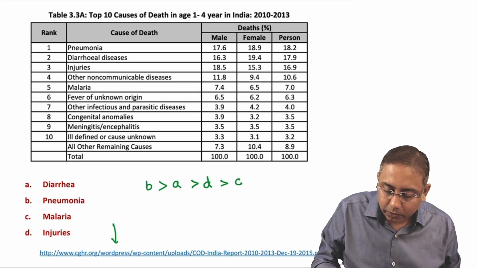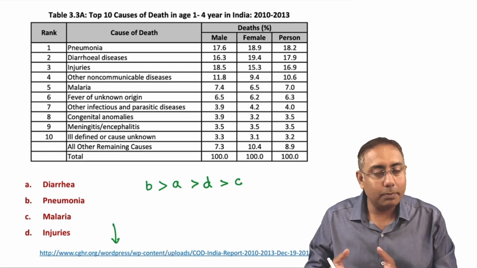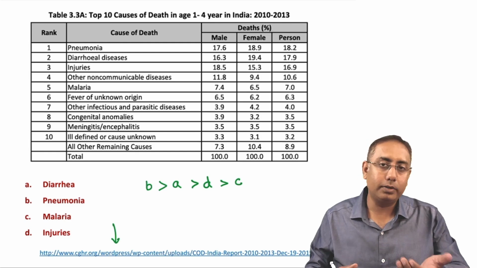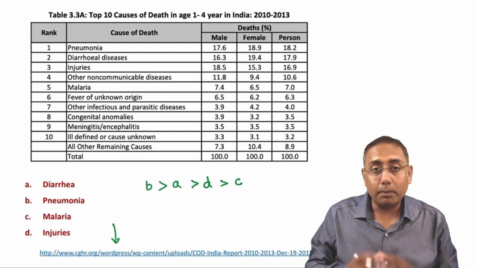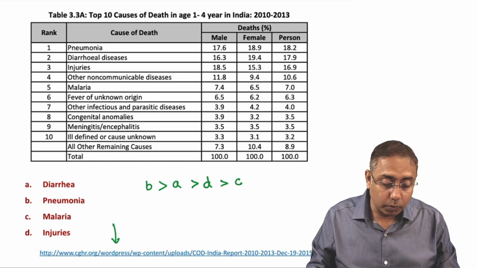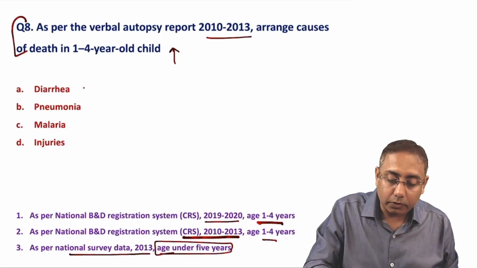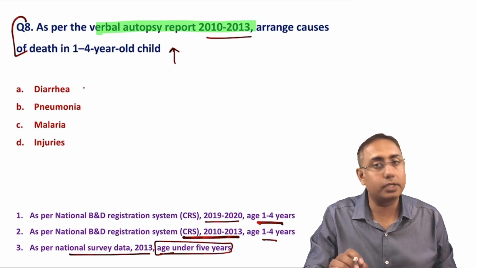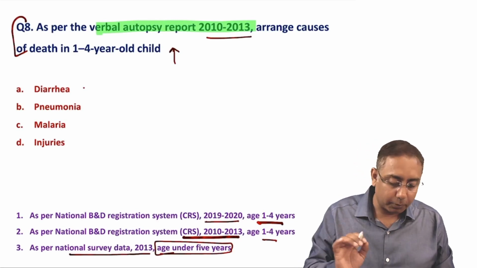This is the link also, and the link will also be available in the description box for you to have more insight into the data. And this is the top 10 causes of death, if the question was the verbal autopsy report 2010-2013, that is under the CGHR report.